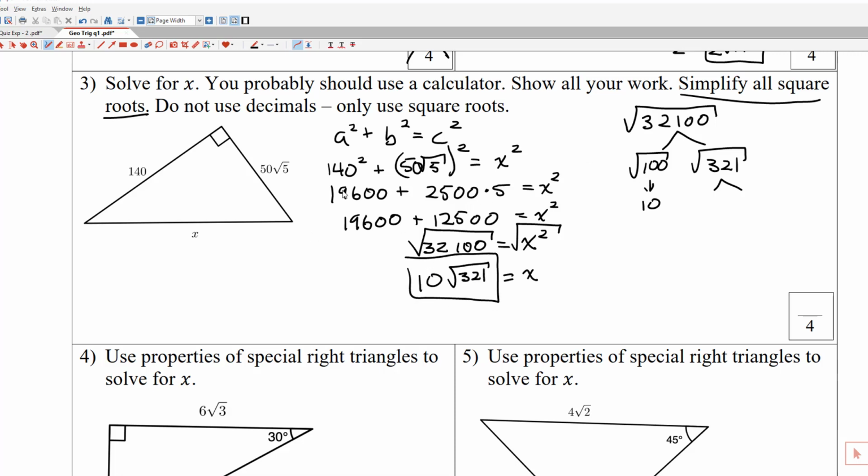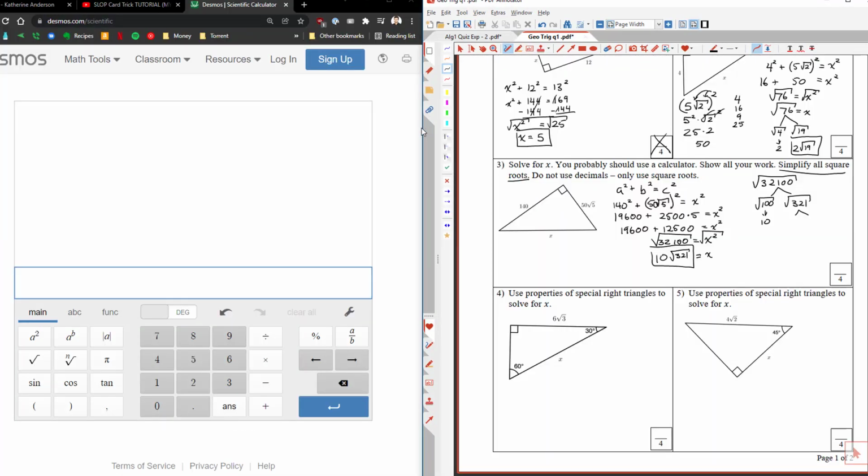Again, I should probably check that on my calculator really quickly. So let me move that to the right and pull up my calculator. So first of all, did I do 14 squared right? I don't trust myself. Yay. Did I add that with, let's do 50 square root of 5 squared. They got 32,100, just like I did.